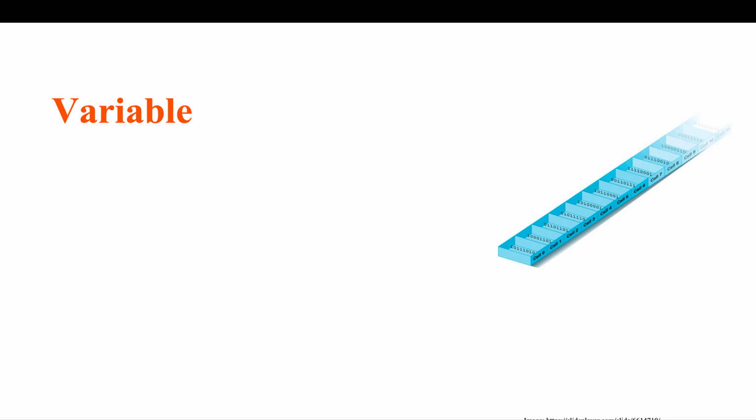So now we will talk about variables. What is a variable? When we write a program, sometimes we want to store a value for later use. For instance, let's say I have salary data of employees, and I want to count the number of employees who have a salary higher than the average salary.